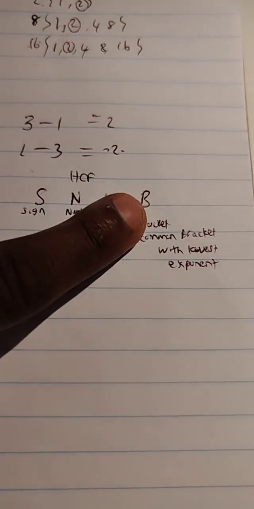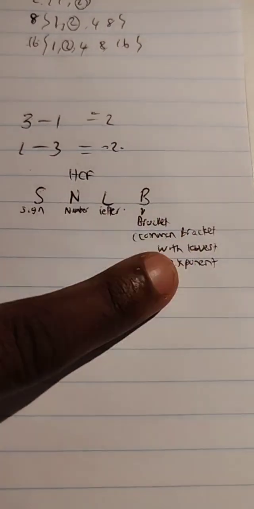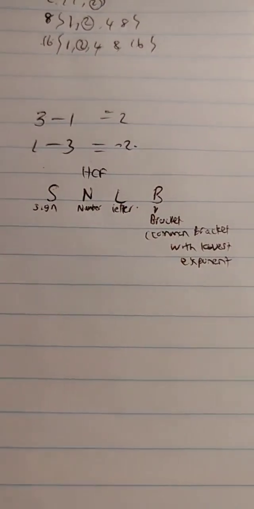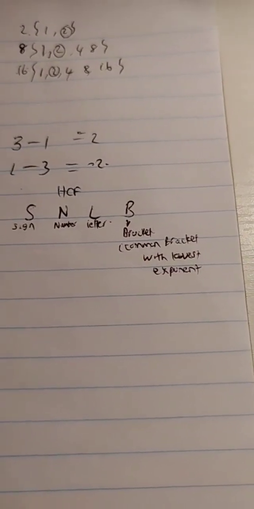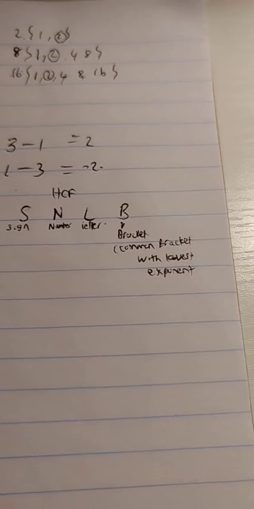The highest common factor bracket is the common bracket with the lowest exponent. The bracket must be present for all terms in order to be regarded as a common bracket. Are we together?